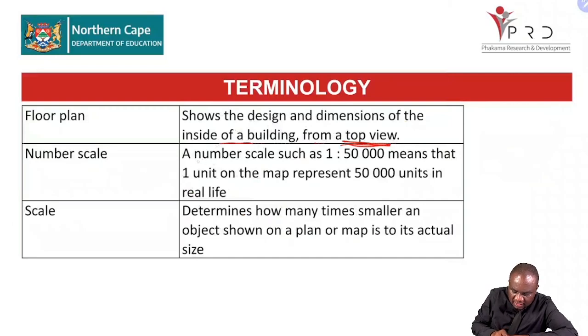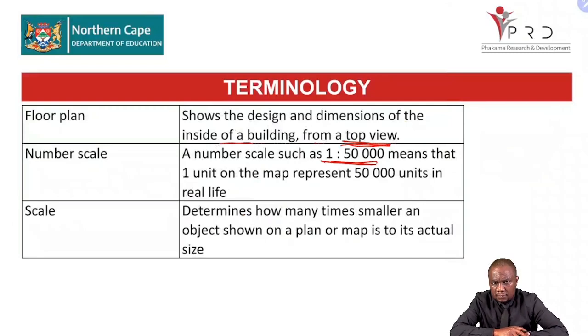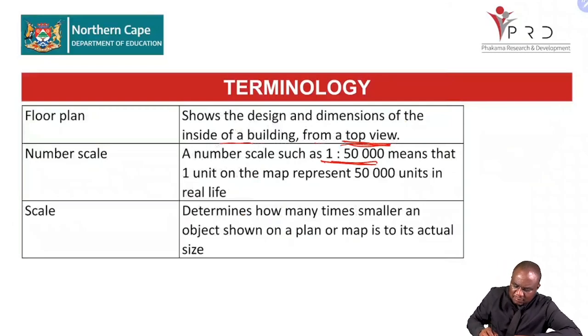Number scale. A number scale such as 1 is to 50,000. I've seen this question a lot. They'll give you a number scale like this and ask, what does this mean? What does 1 is to 50,000 mean? It means that 1 unit on the plan represents 50,000 what? Units.